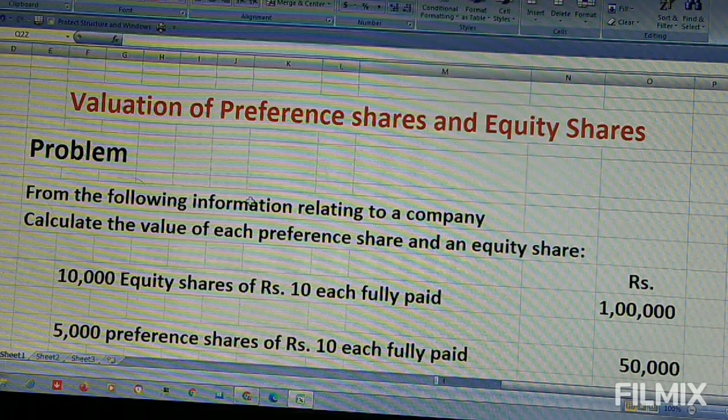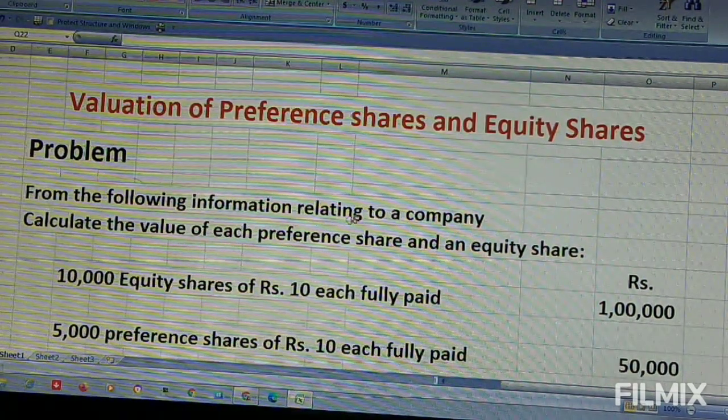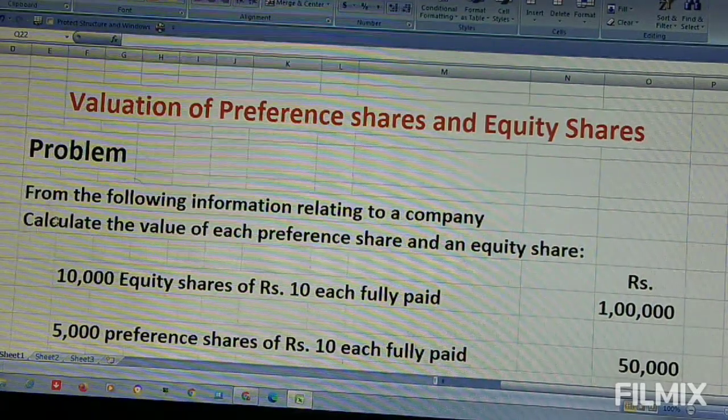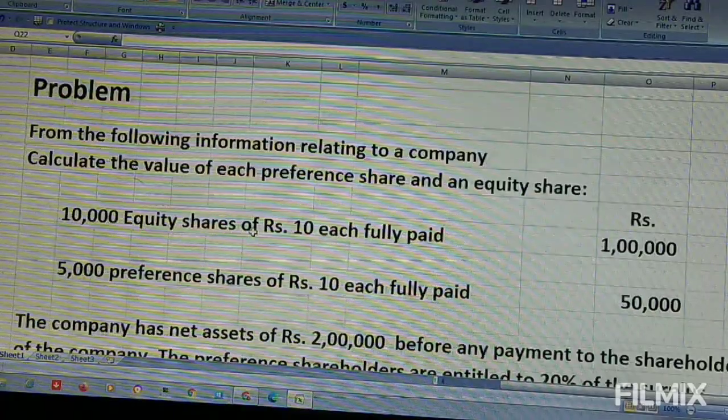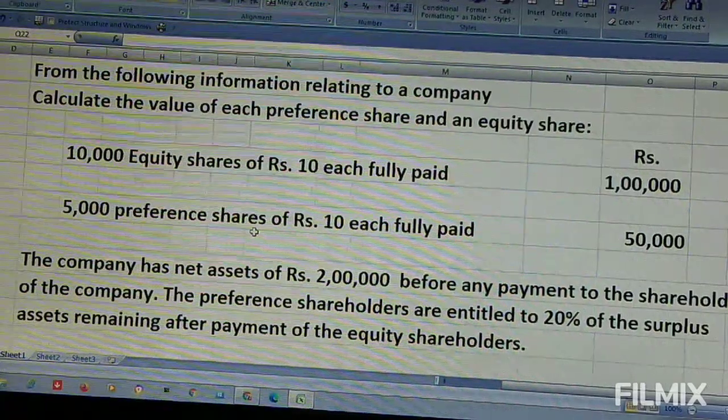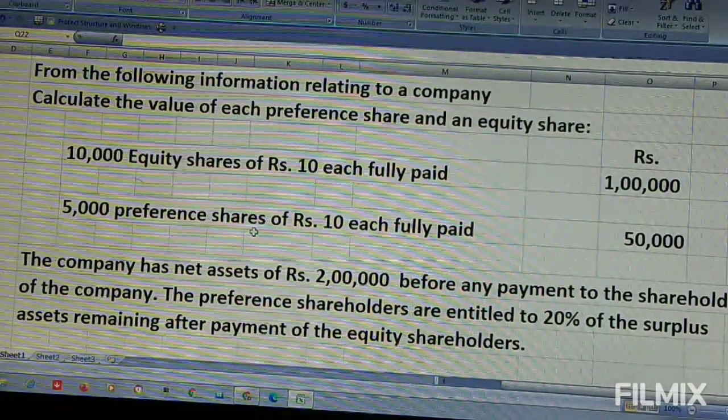Now let us see valuation of preference shares and equity shares together. Here we are finding out the value of equity share as well as the preference share. Now the problem, let me read out the problem. From the following information relating to a company, calculate the value of each preference share and an equity share. Here every equity share and preference share value you need to find out.